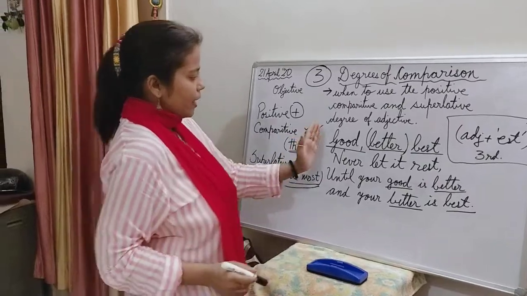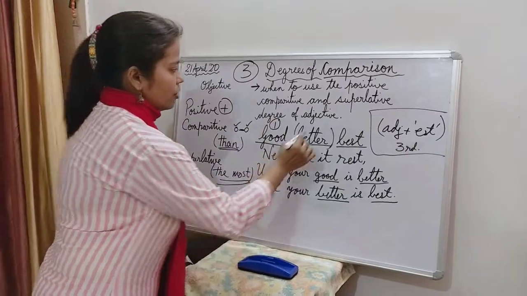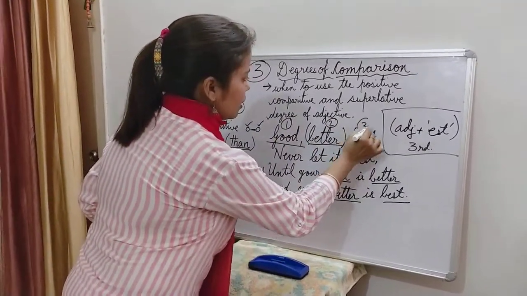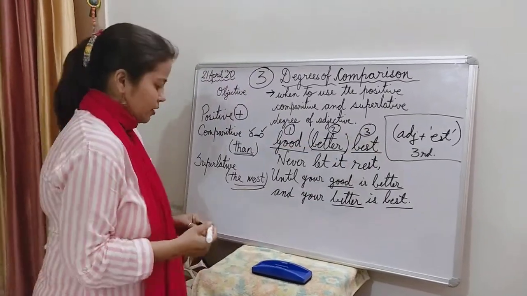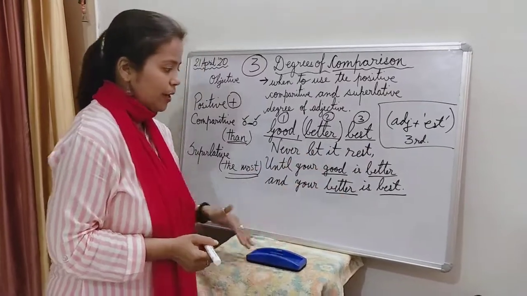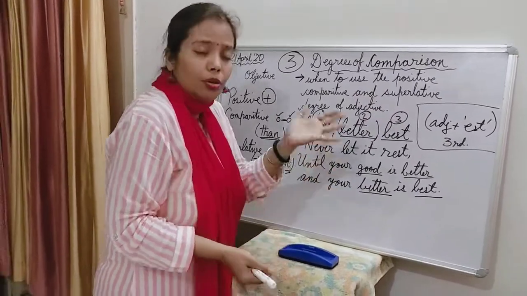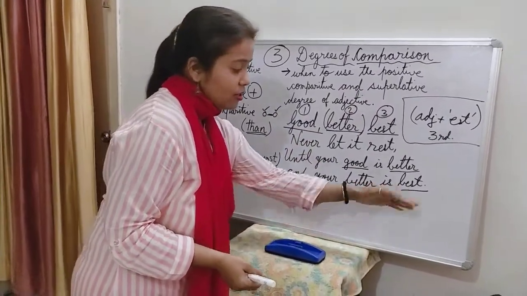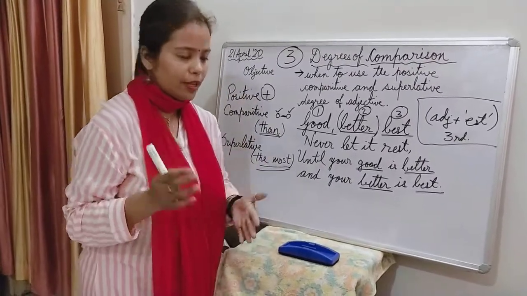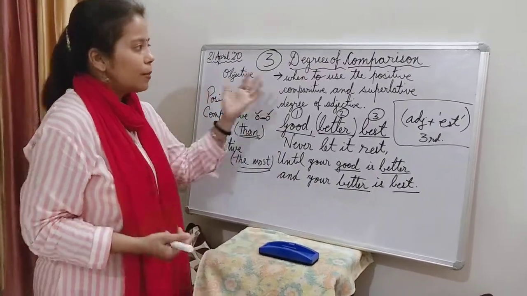Alright, so let's come back here. Good, better, best. The first degree is good. The second, that is the comparative, that is better. And the third degree, that is the superlative, that is the best. Alright, so good, better, best, never let it rest until your good is better. So that means here again I'm increasing. I'm just saying that your good should be better, okay, and your better is best. So when you are better, what happens? We tend to motivate you to be the best, right? So this is about how we tend to compare the adjectives.